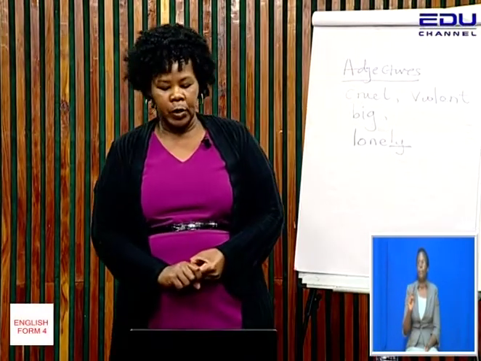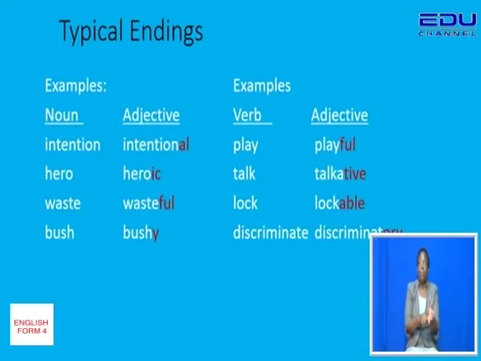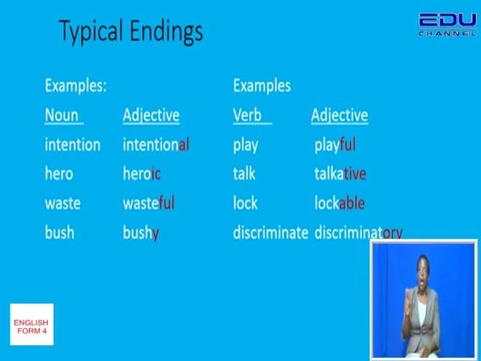Let's look at a few examples. We've said that most adjectives are derived from nouns or verbs. So we'll start with nouns. We have the word intention. That's a noun. Then we add the suffix or the ending al, and we have intentional. We have the word hero. We add the letters or the suffix ic, and we have the word heroic. We have the word waste, and you add ful at the end, and we have wasteful.